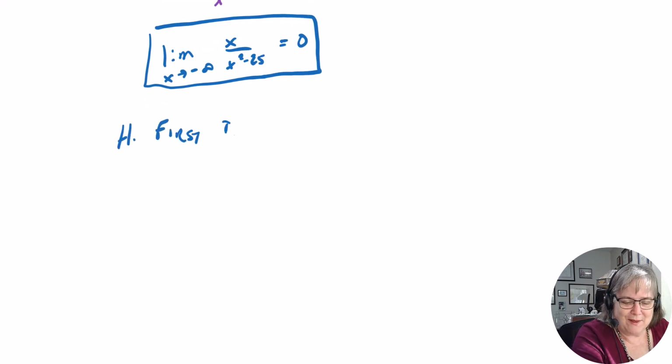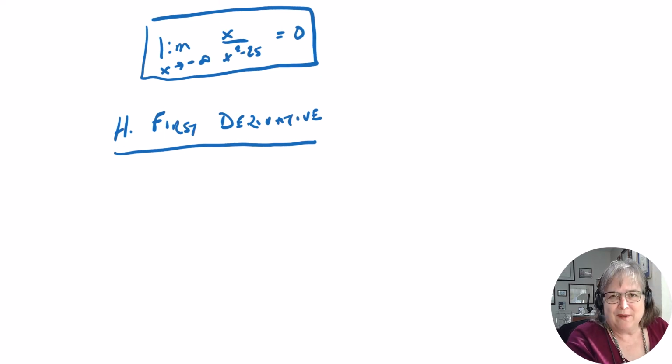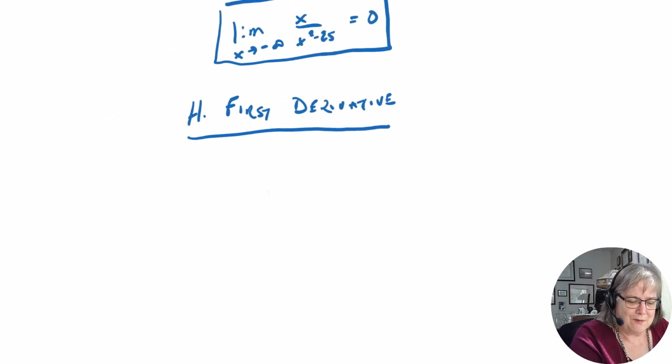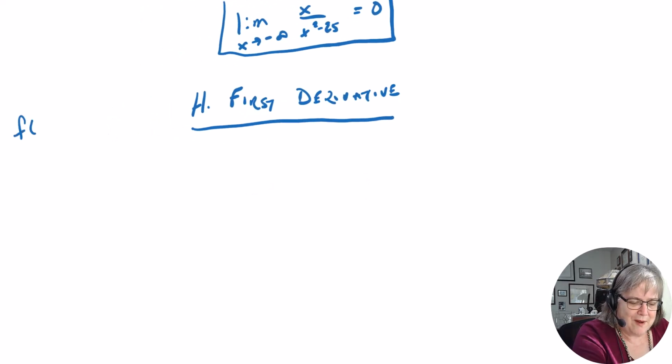First derivative. All right, now remember the first derivative is going to tell us about where it's increasing and decreasing. It's going to give us a hint as far as where there might be a max or a min. So here we go. So let's have a refresher. So my function was x over x squared minus 25, right? It's a 25.